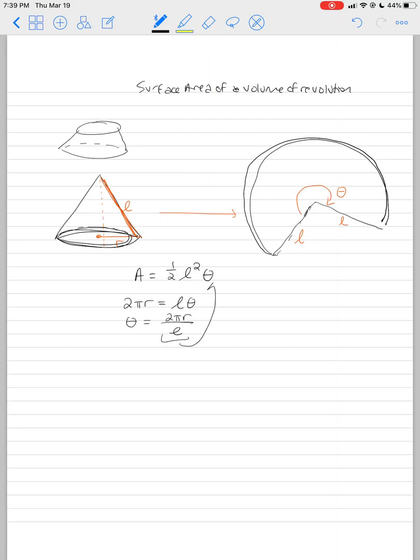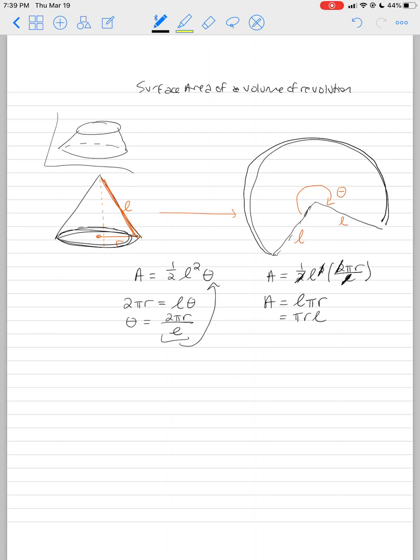And I'm going to take this and plug it back in to here. So the area of the sector, 1/2 L squared times 2 pi r over L. One of these L's cancels with one of those. The 2 cancels with that 2. And I'm left that the area is L pi r. Traditionally, I write pi RL.